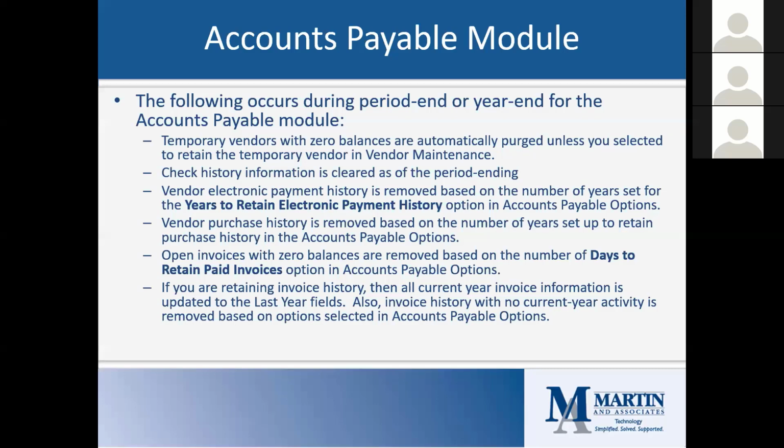Any open invoices that have a 0 balance will be removed from the system based on the number of days to retain paid invoices. Okay, so there's an option out there that says number of days to retain paid invoices, and that'll get purged based on what you put into that field. If you're retaining invoice history, then all your current year invoice information will get updated to the last year fields. And then any invoice history with no current year activity is removed based on how you have your options set up out there. Again, based on those number of year features out there.